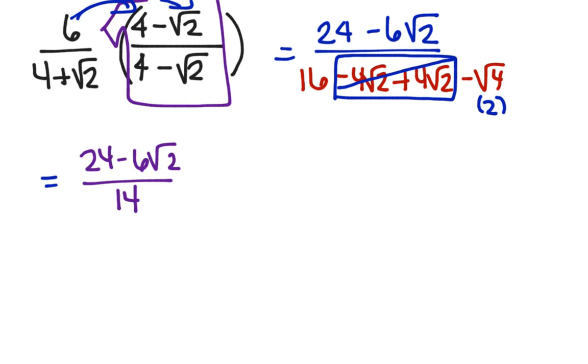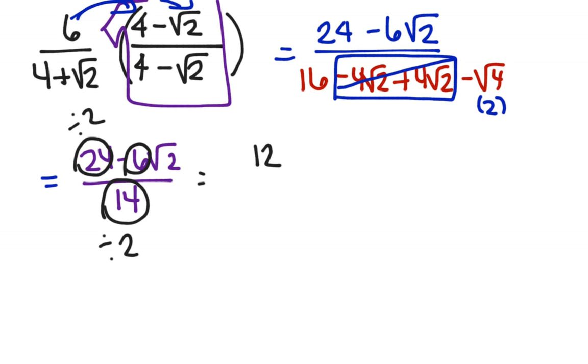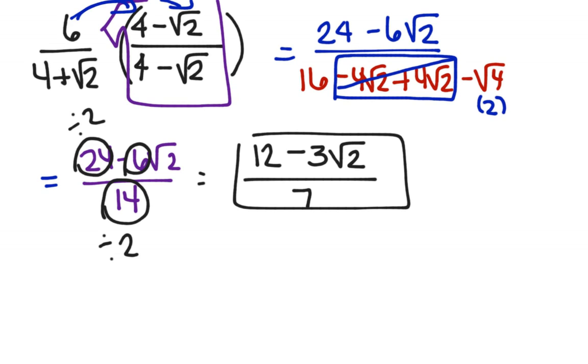Like we did with the earlier problems, check the numbers outside of radicals. Now this time I have 3 numbers to check. Can we divide them all by the same number? Yes, we can divide them by 2. So we're going to do that. 24 divided by 2 is 12. Minus 6 divided by 2 is minus 3. Leave the radical alone, so we have radical 2. And 14 divided by 2 is 7. And that is my answer.